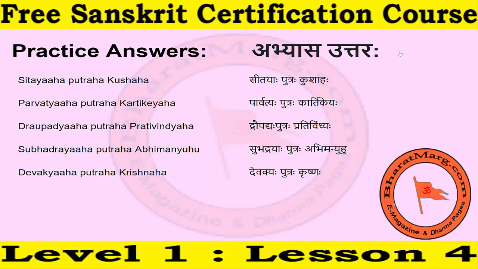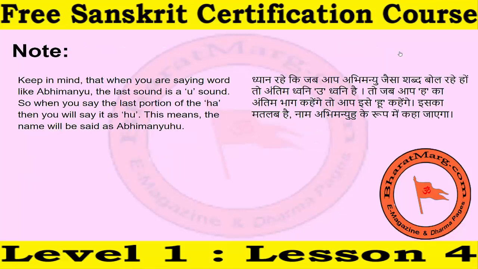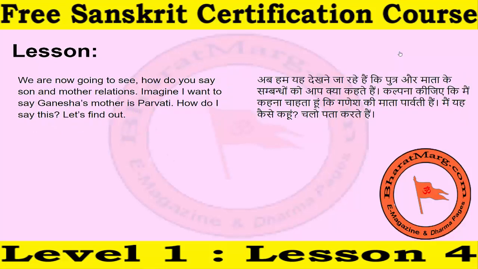Sitayaha putraha Kushaha. Parvatyaha putraha Kartikeyaha. Draupadyaha putraha Prativindyaha. Subhadrayaha putraha Abhimanyuhu. Devakyaha putraha Krishnaha. Keep in mind that when you are saying the word like Abhimanyu, the last sounds are U sound. So when you say last portion of Ha, then you will say it as who. This means the name will be said as Abhimanyu, just like I said last time as well when the name Abhimanyu came up.